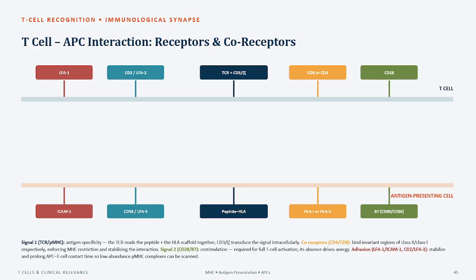So the T cell APC interaction, receptors and the co-receptors. What you need to know over here is that you have an adhesion pair where the LFA1, the lymphocyte function associated antigen, pairs with the APC ligand, which is the ICAM1, and this adhesion pair stabilizes the physical contact and prolongs the interaction time between the two cells.